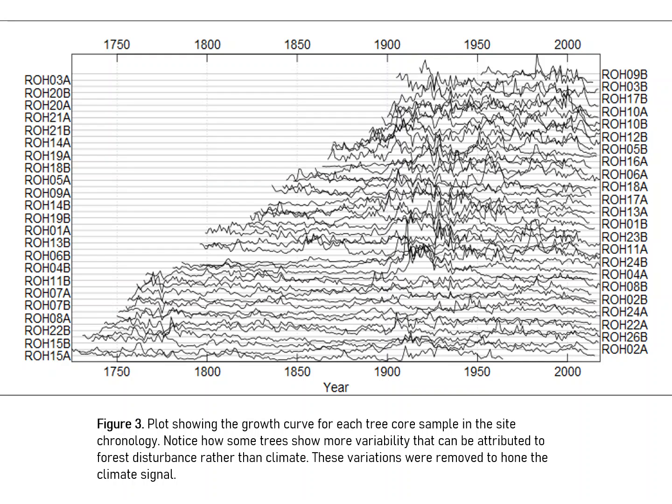These variations in the curves were removed to try and hone the climate signal. So, like I said, in between 1900 and 1950, there's a little noise right there, around 2000, and again in about 1850, which shows that something happened, like I said, in that site around that time.